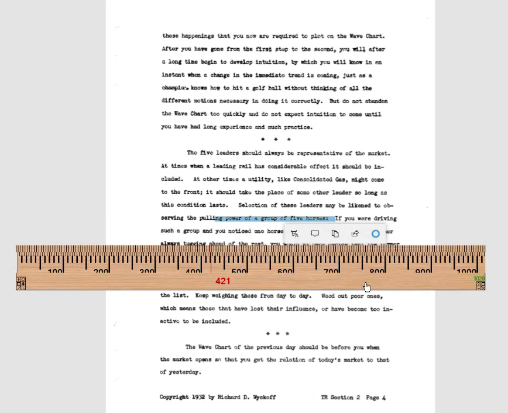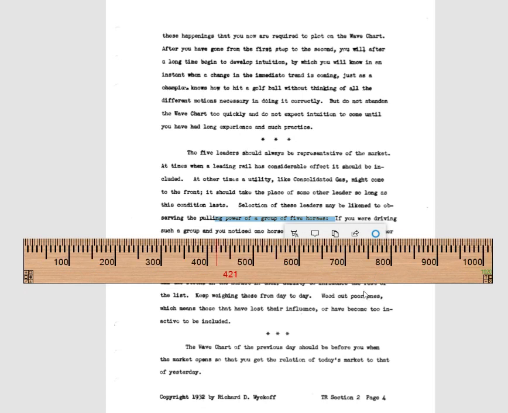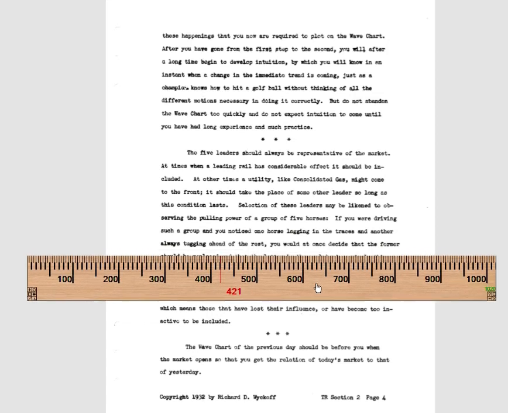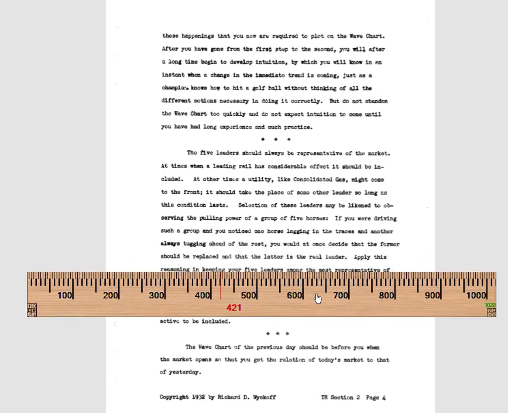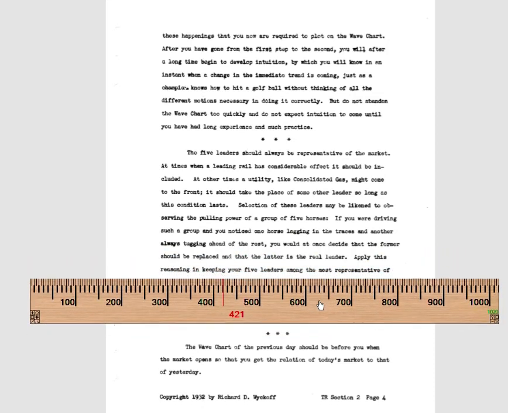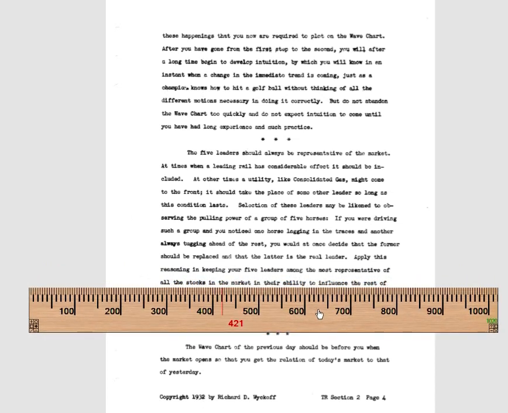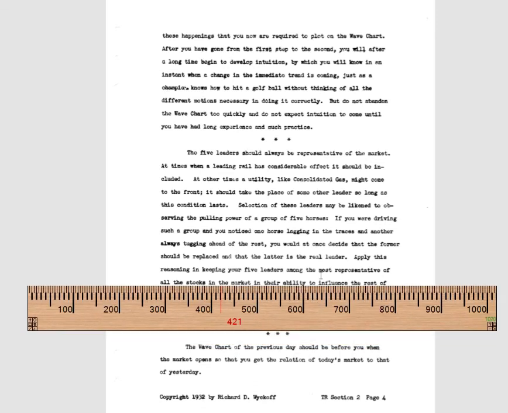If you were driving such a group, if one of the horses is lagging, you remove it. Just like the stock. If one of the stocks is lagging, you remove it. Alright? Apply this reasoning to keep your 5 leaders among the most representative of the stocks of the market in their ability to what? Influence. That's how you know.